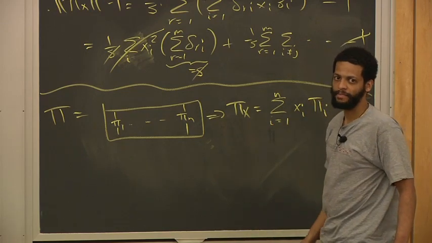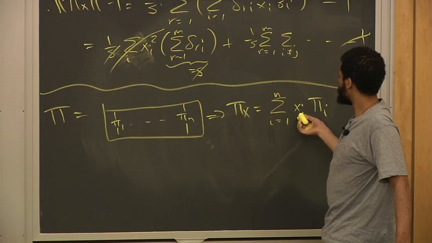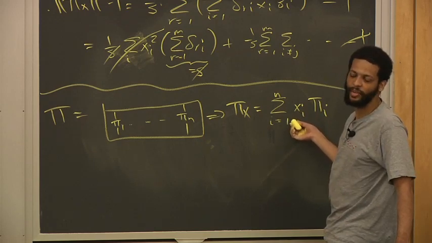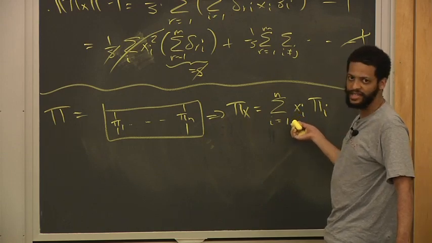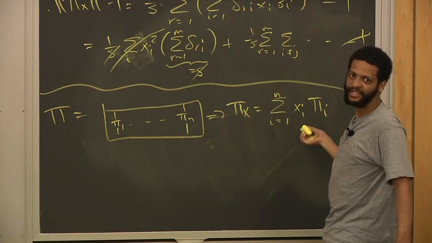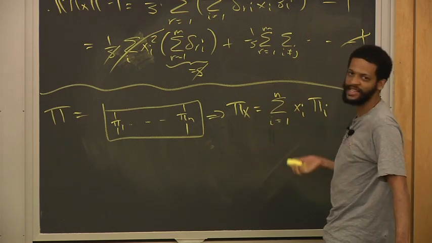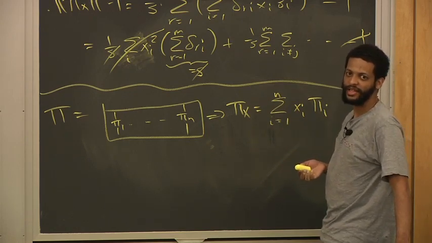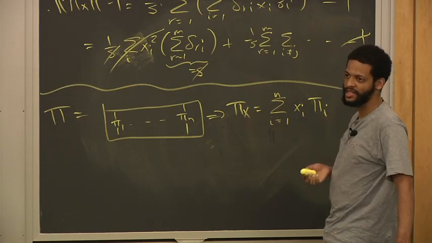So how many terms are in this sum? The support size of x. You only care about the xi's that are non-zero. And for each i in the support of x, you have to add pi i into your output vector. But pi i only has s non-zero entries. So for each xi in the support, you're spending s time. So the total time is s times the support size.